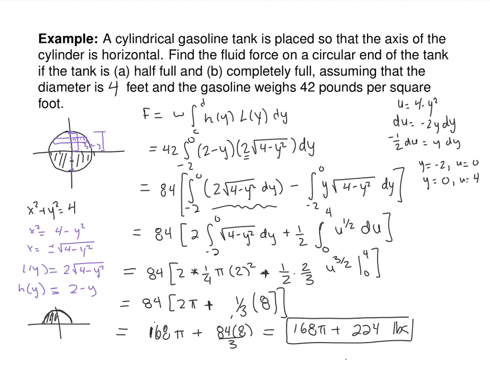Now part B asks us to figure out what the force would be if the tank was completely full. So you've done most of the work. The setup is the exact same, except for the bounds, instead of being from -2 to 0, they're going to be from -2 to 2. So let's set that integral up.